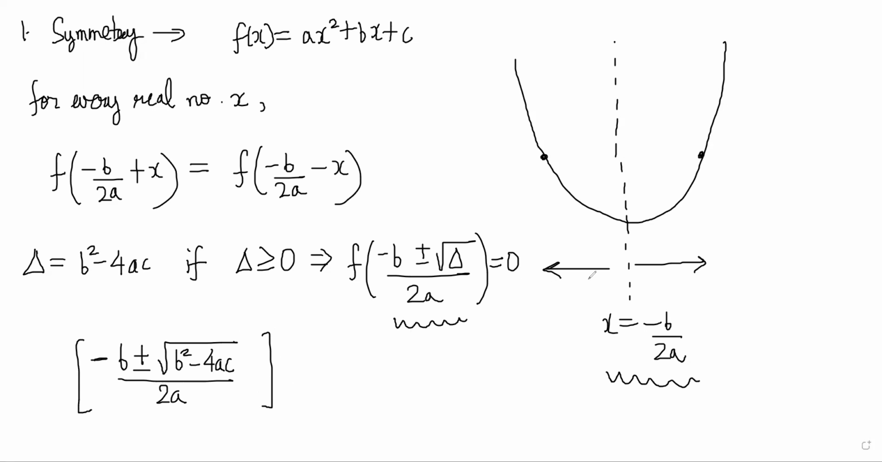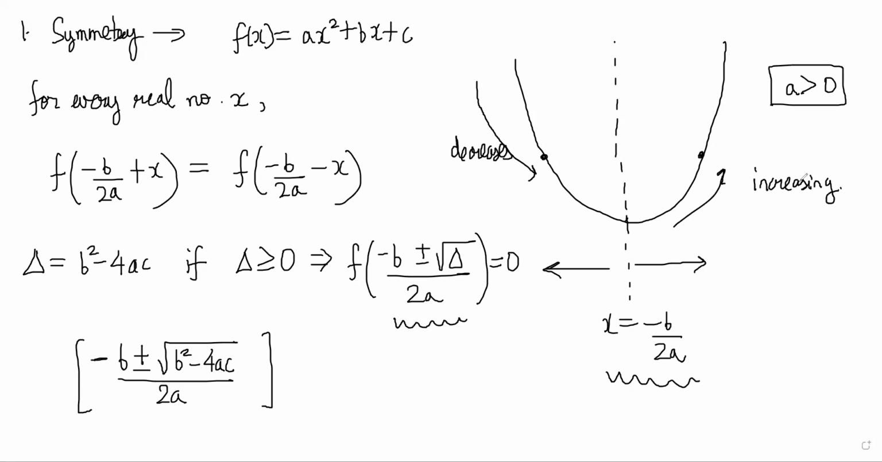Another thing to keep in mind is that the way the parabola opens depends on the coefficient of the first term. If a is greater than 0, it's an upward facing parabola. And the graph of the function is such that the function decreases in this region till it hits the vertex, and then it starts increasing, right? Now, if it was a downward facing parabola where a is less than 0, then the graph would increase till the vertex, and then after that it starts decreasing, right?